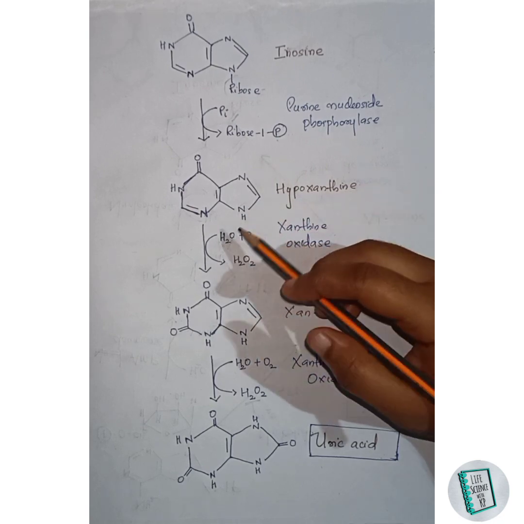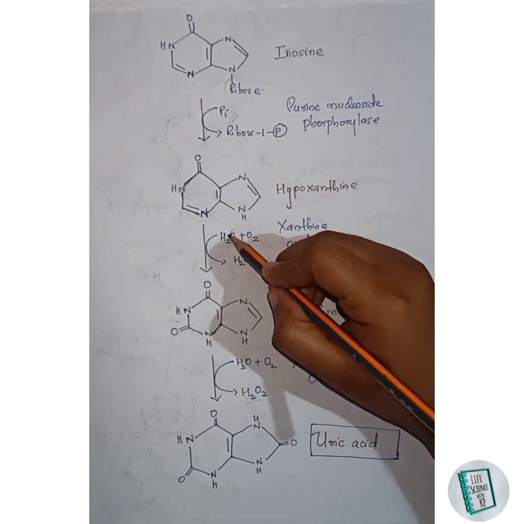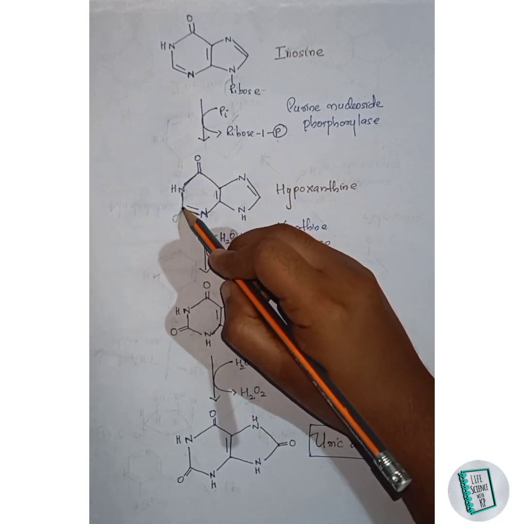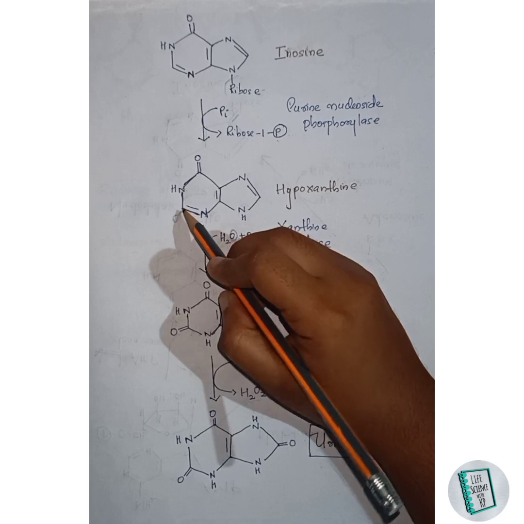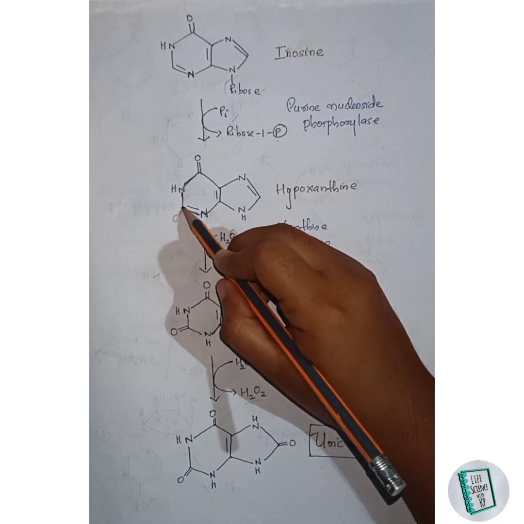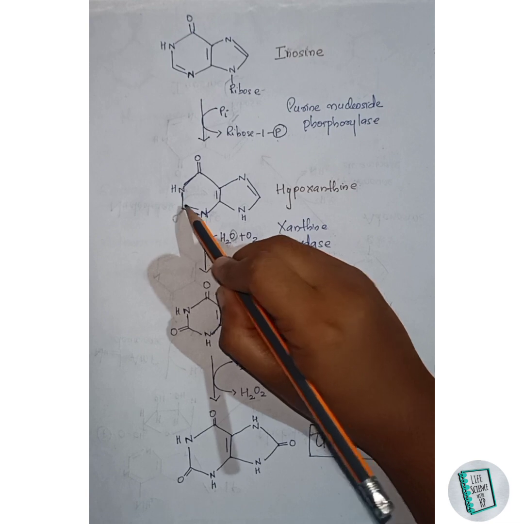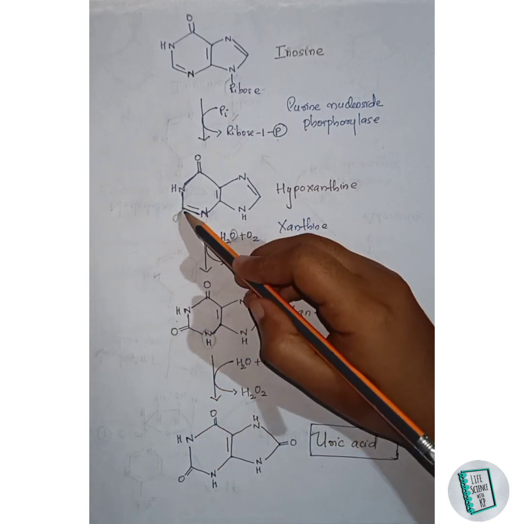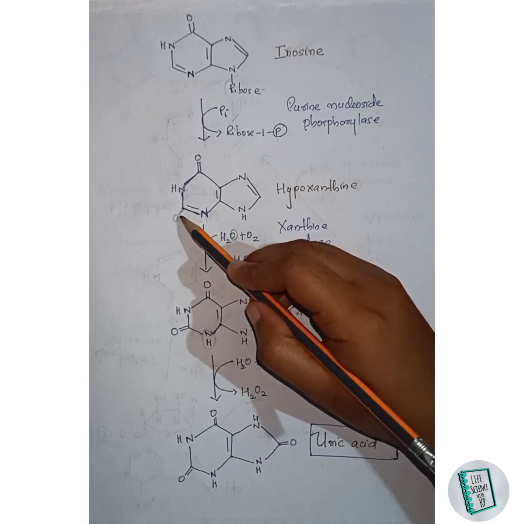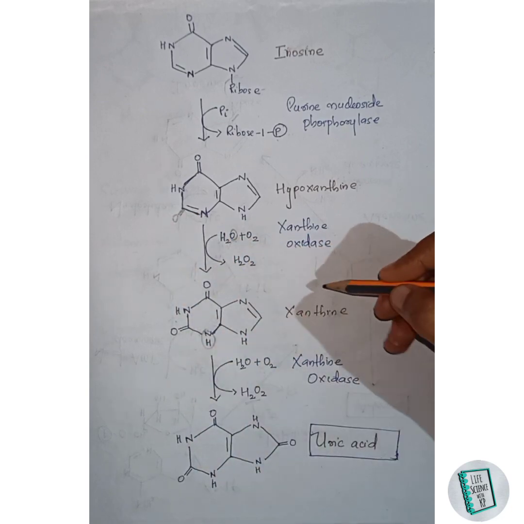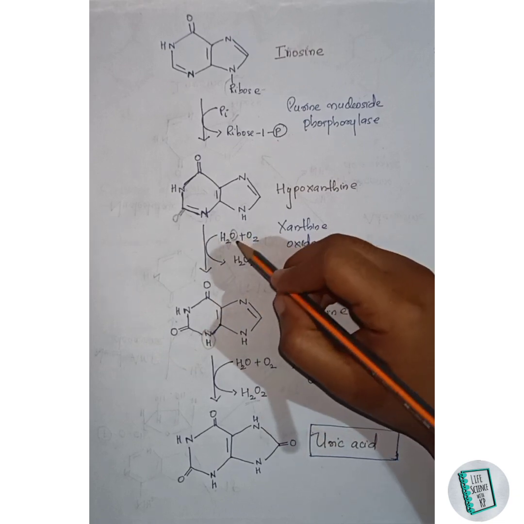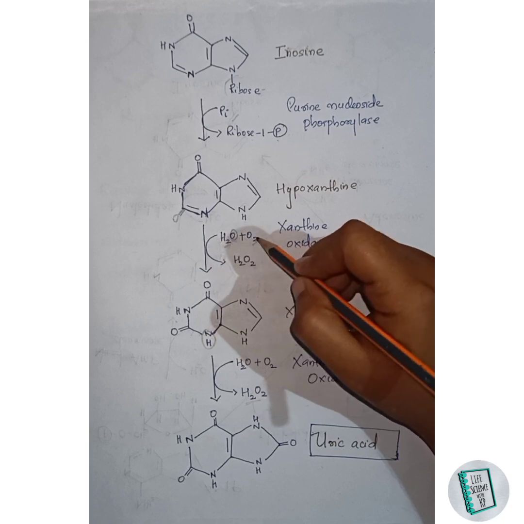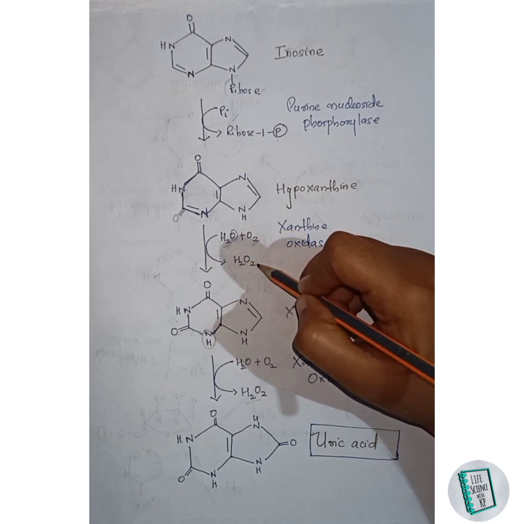Here a water molecule comes and the oxygen of this water molecule attaches with this carbon, and the hydrogen which is already present on this carbon rearranges itself to this nitrogen and forms an NH group, and there is a rearrangement of electrons and it forms a double bond O here. Thus xanthine is formed, and the remaining H2 and another molecule of oxygen join together and leave as H2O2.